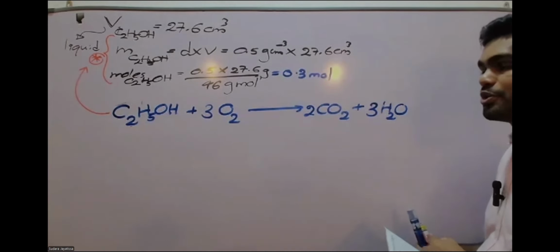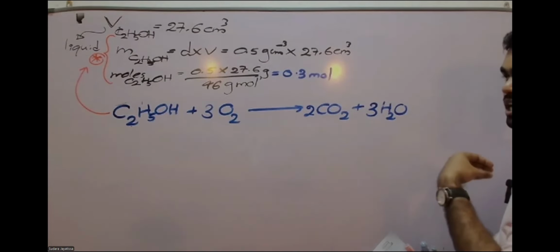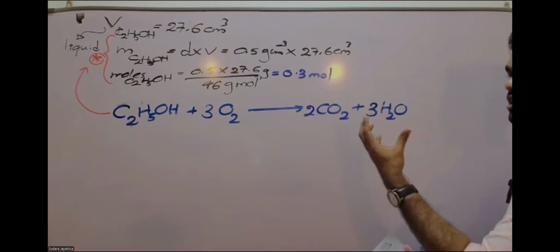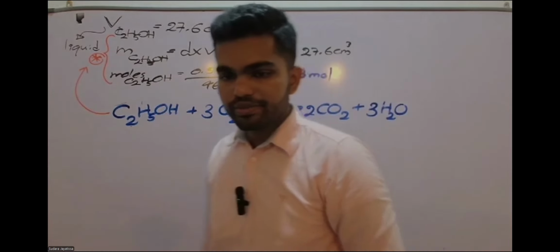It is given a volume of a liquid. So you multiply it by the density, you get the mass of ethanol, then you go to the moles of ethanol. It's a very interesting one. Do we have any doubt here?